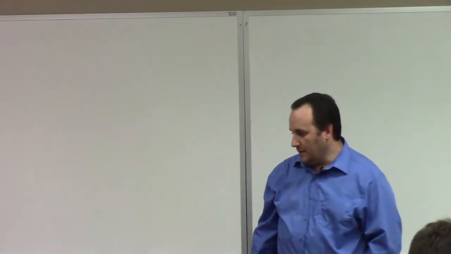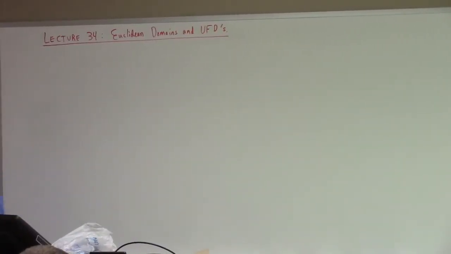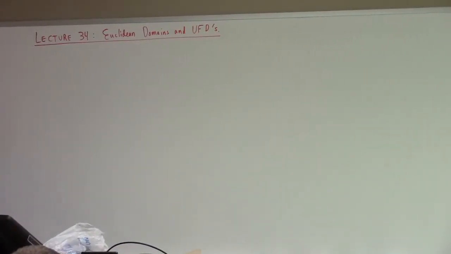Amen. Okay, so today I'm going to try to talk to you about Euclidean domains and UFDs. A UFD is a unique factorization domain, which is kind of what it sounds like. In a UFD, there is a unique way of factoring things into irreducibles, up to some pesky units to start. So that's where we're going.